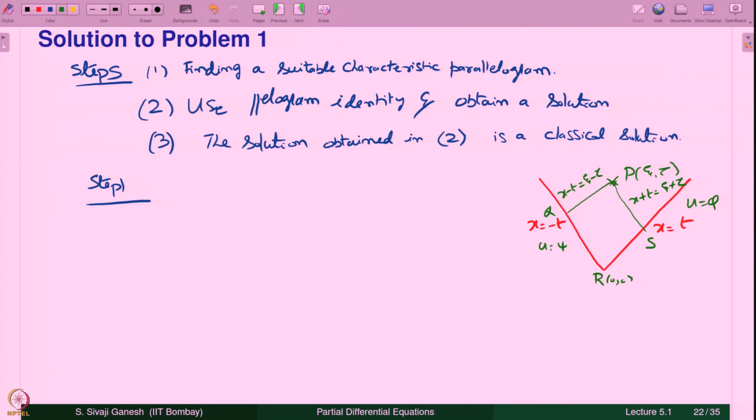Therefore, u at P can be obtained very easily. What we need to know is what is Q, what is S. So let us find out what is Q and S. So the line PQ, the side PQ lies on x minus t equal to xi minus tau. Therefore, Q coordinates are given by (xi minus tau)/2 comma (tau minus xi)/2.